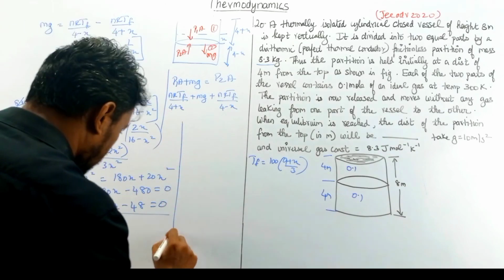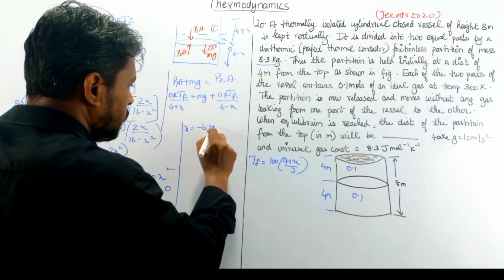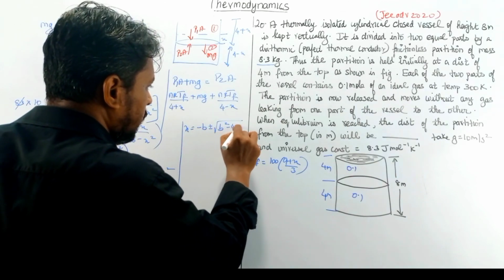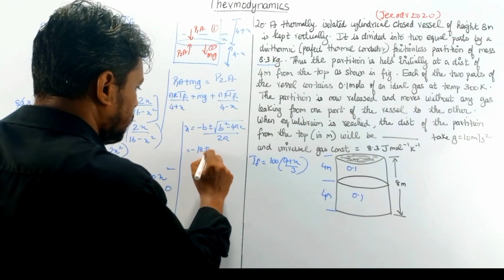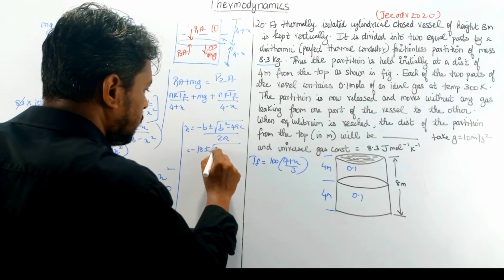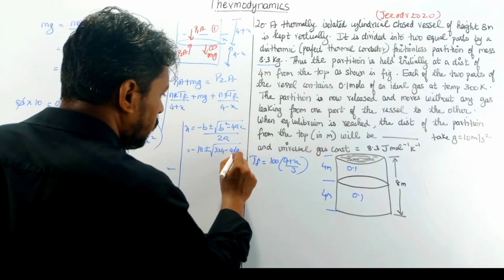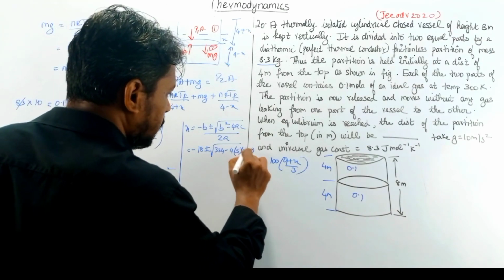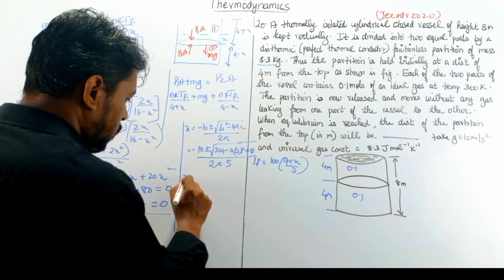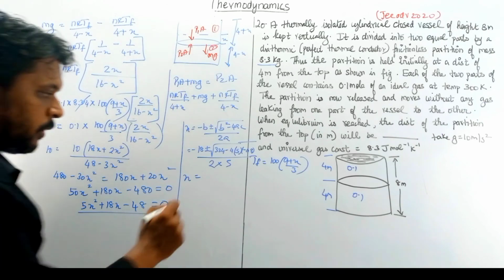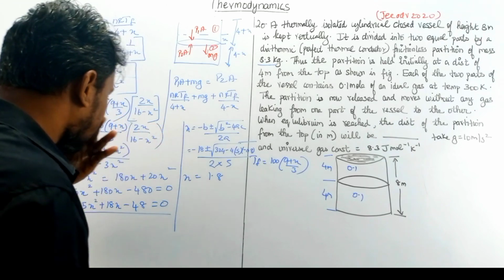Now we have to find the value of x. So x is minus b plus or minus square root of b square minus 4ac, by 2a. So minus 18 plus or minus square root of 18 square, that is 324, minus 4 into 5 into minus 48, by 2 into 5. When you do the calculation, you will be getting the value of x as approximately 1.8.